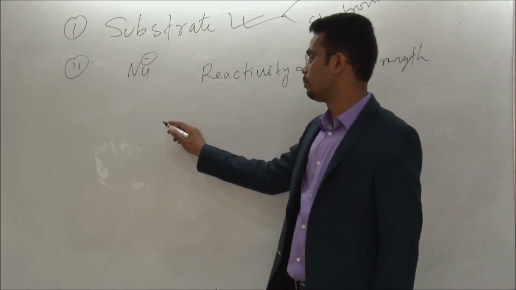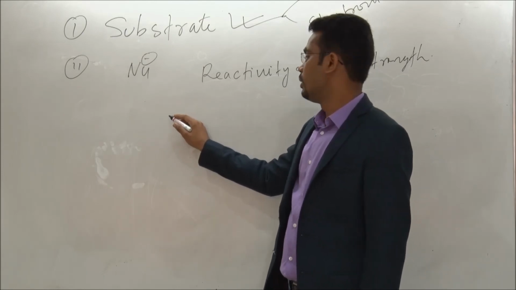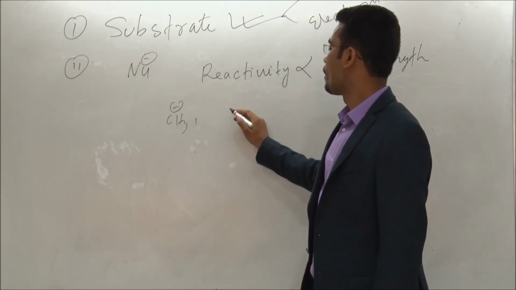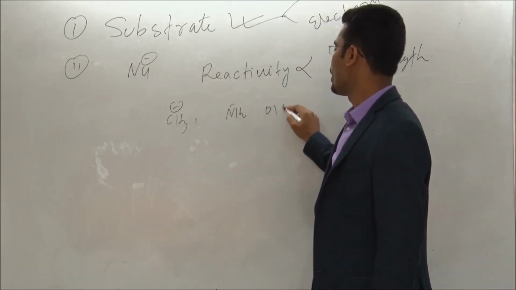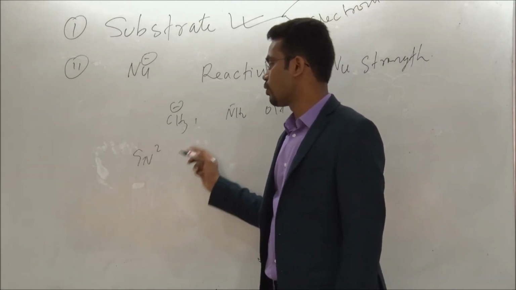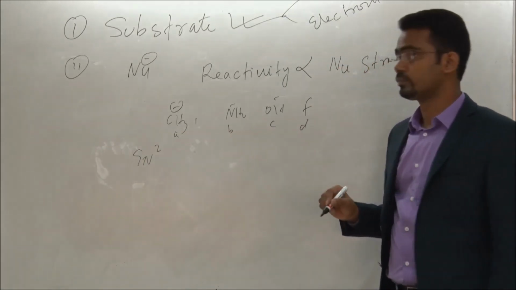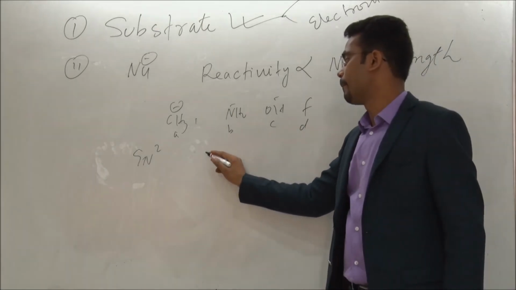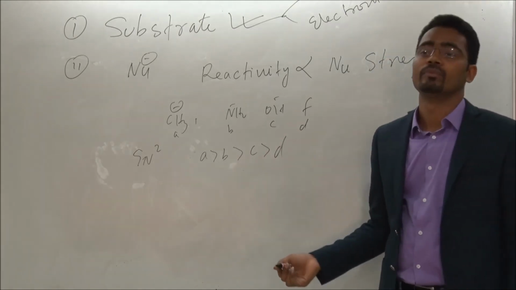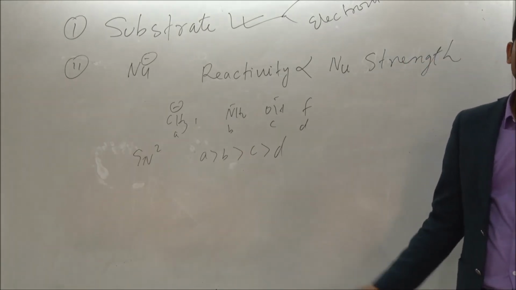For example, we have different nucleophiles like CH3 minus, NH2 minus, OH minus, F minus. Tell me the reactivity of the SN2 reaction. What will be the reactivity order? This is A, B, C, D. So the order will be A, B, C greater than D. This is the order of nucleophilic strength, and this will be the order of SN2 reaction. Yes or no?